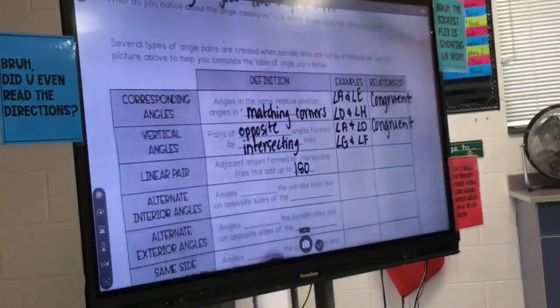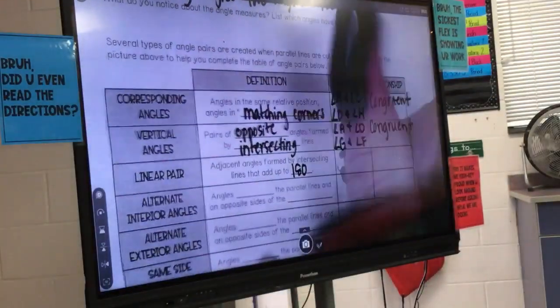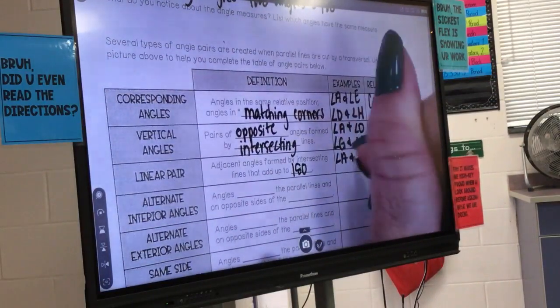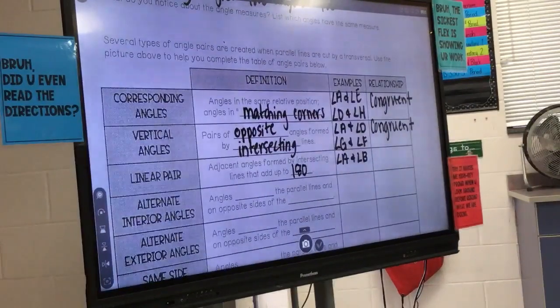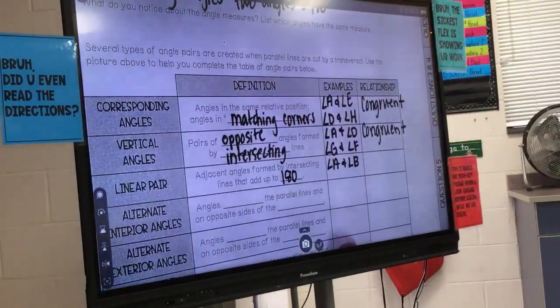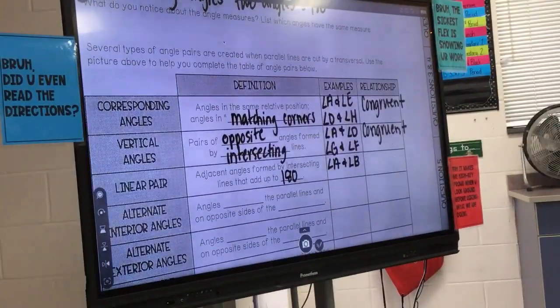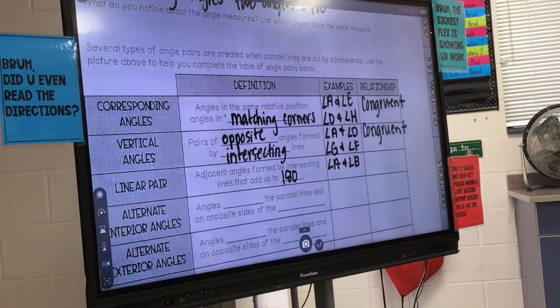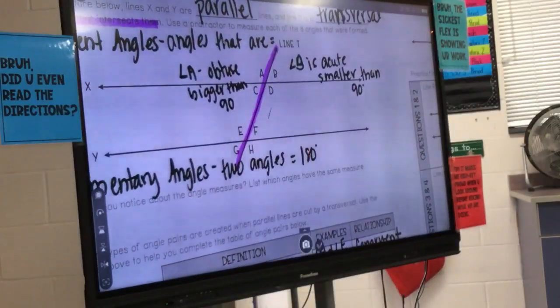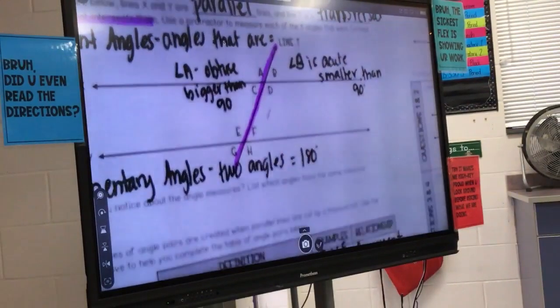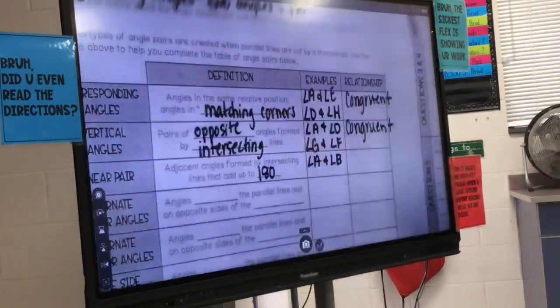All right, so an example of adjacent angles would be angle A and angle B. That is the worst 180 I've ever seen in my life. So are these two congruent? Are they going to be the same? Angle A and B? No, they're not the same on ours because of the way it's cut. So if they're not congruent angles, they have to be what? Supplementary angles.